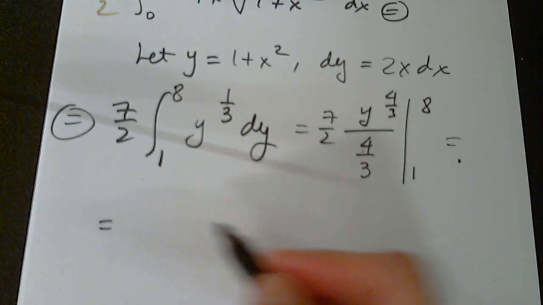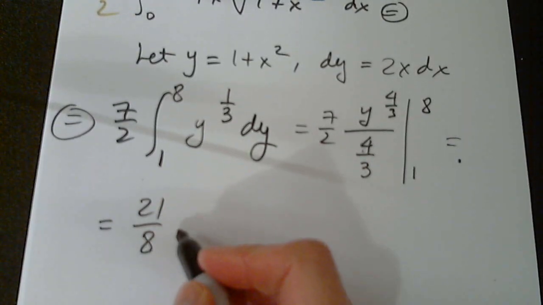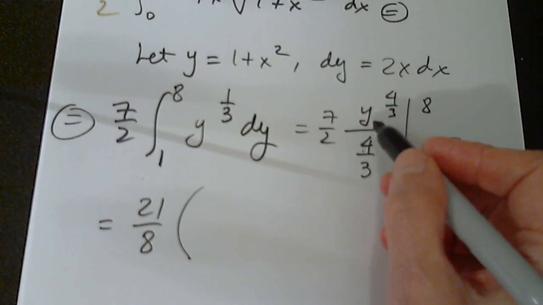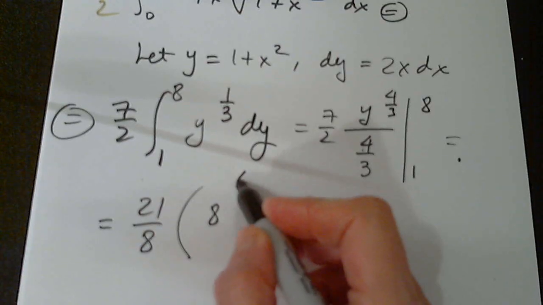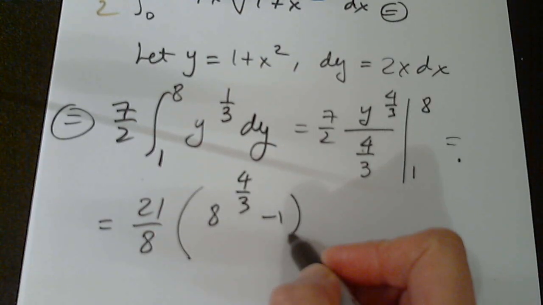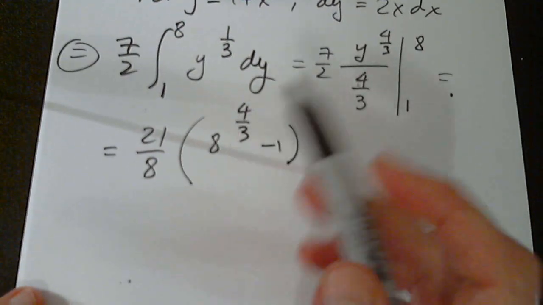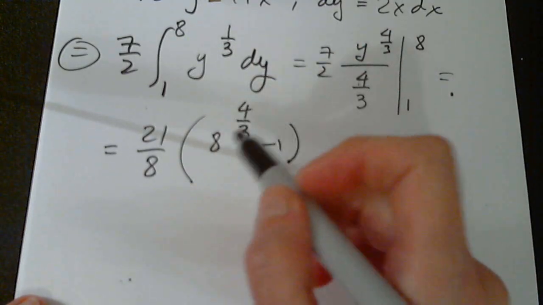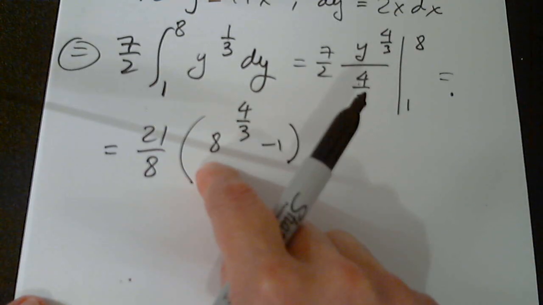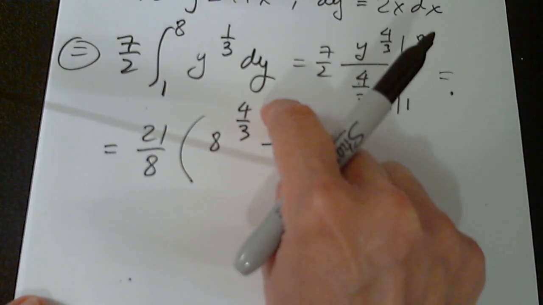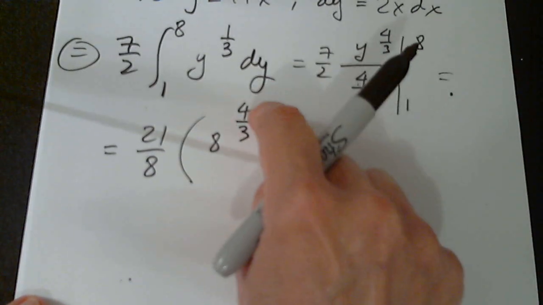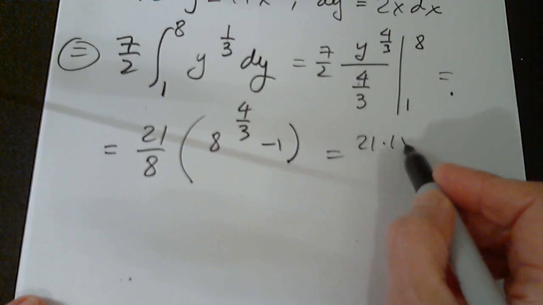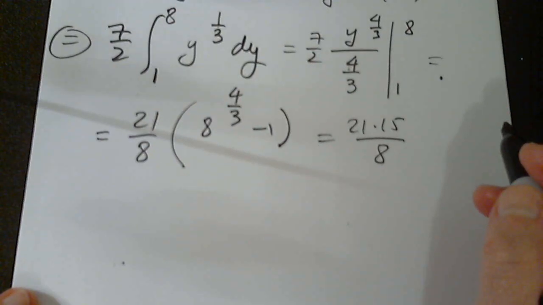Flip this first, 21 over 8, and now plug in 8 minus when I plug in 1. So 8 to the 4/3 minus 1. This is easy, but you can use your calculator. So the cube root first, the cube root of 8 is 2. 2 to the 4th is 16. 16 minus 1 is 15. So 21 times 15 over 8.